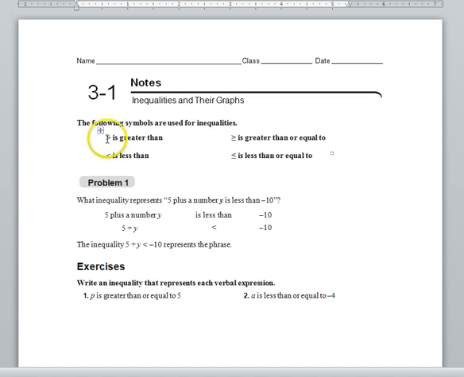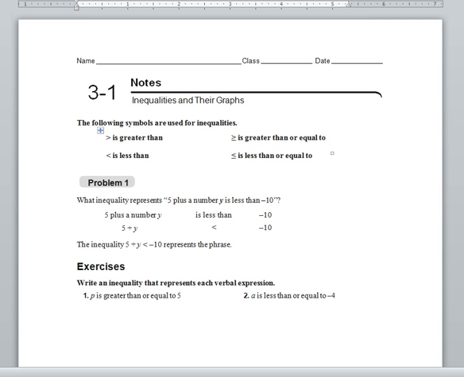For all of these symbols, the number on the left is going to have to be greater than the number on the right, or the number on the left is going to have to be less than the number on the right. Over here, the numbers on the left could also be equal to the number on the right because of the little equal to sign underneath.